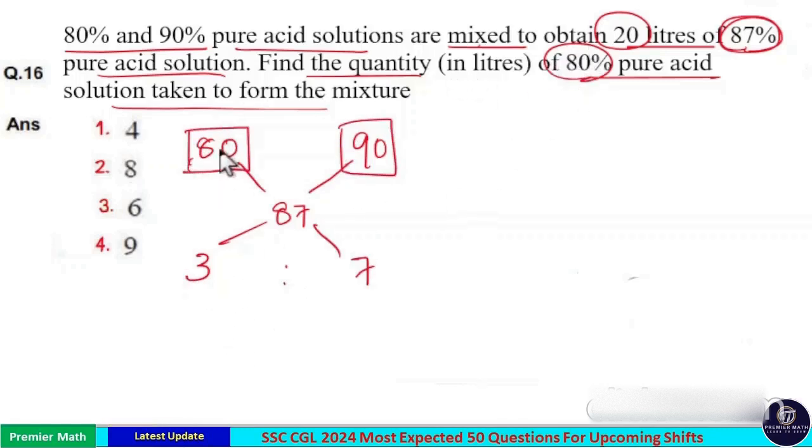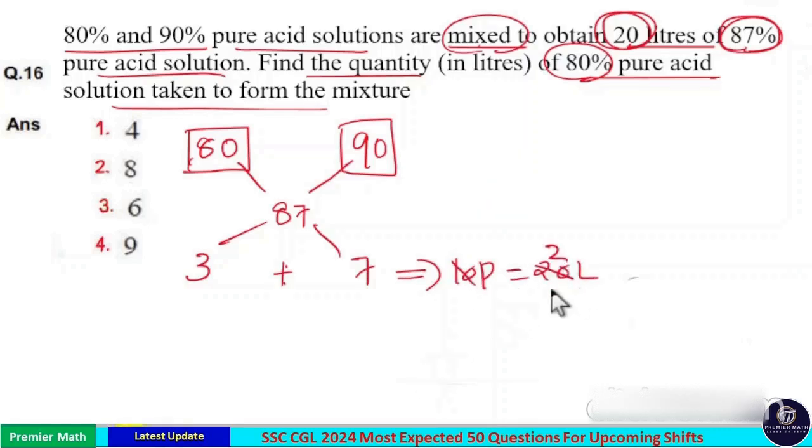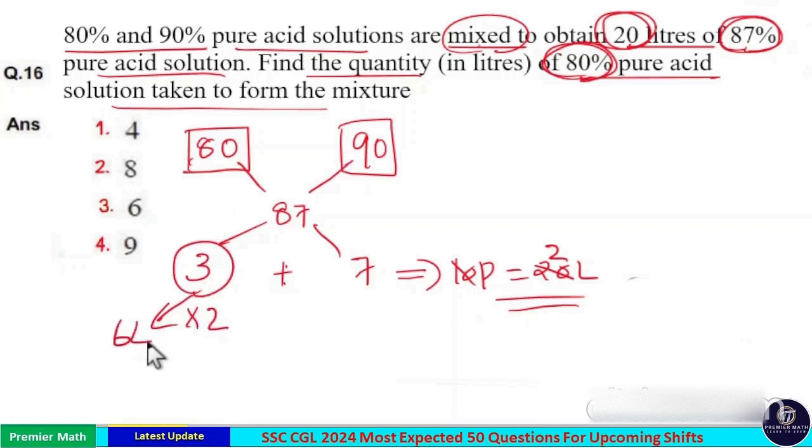Now, 80 and 90 mixed together form 20 liters. That is 3 plus 7 is 10 parts. 10 parts is equal to 20 liters, which means 1 part is equal to 2 liters. If 1 part is 2 liters, then for the 80% pure acid solution, 3 parts are needed. So 3 into 2, 6 liters.